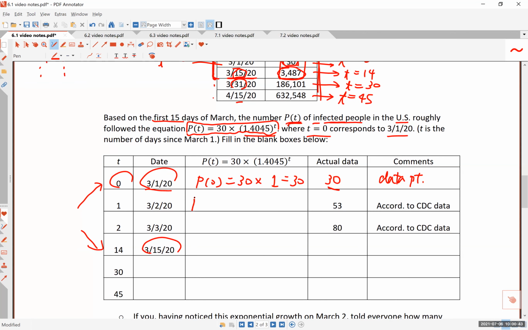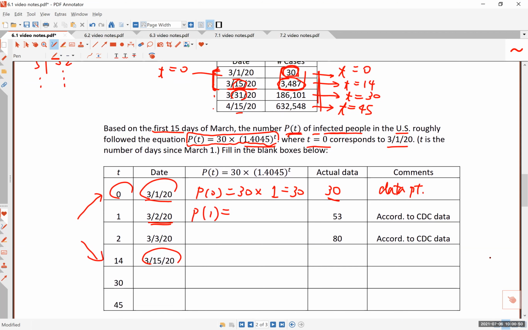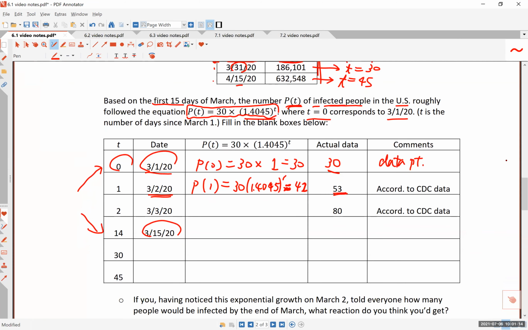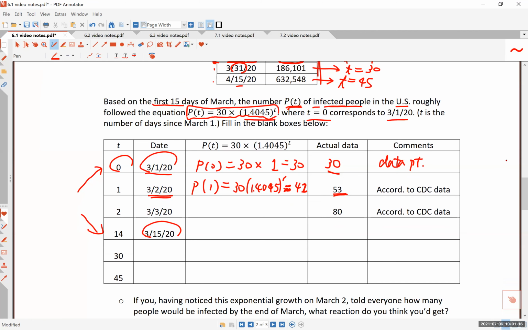Now, if you take P of 1, which is what the model gives as the number of infected people as of March 2nd, this would be 30 times 1.4045 to the 1st power, and this will be about 42. Sounds like a famous novel and a movie. The answer is 42. Actually there were 53 people, so the actual number turns out to be much bigger than what the model tells us.